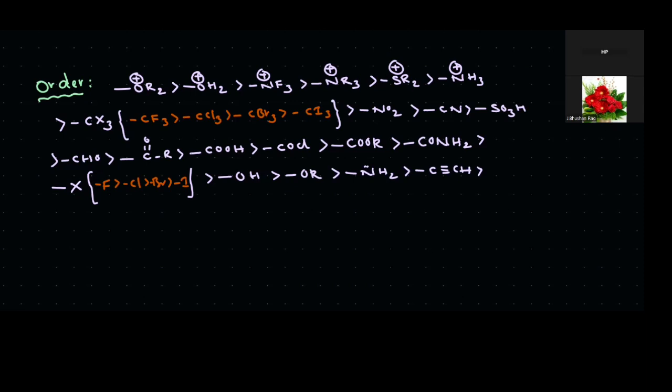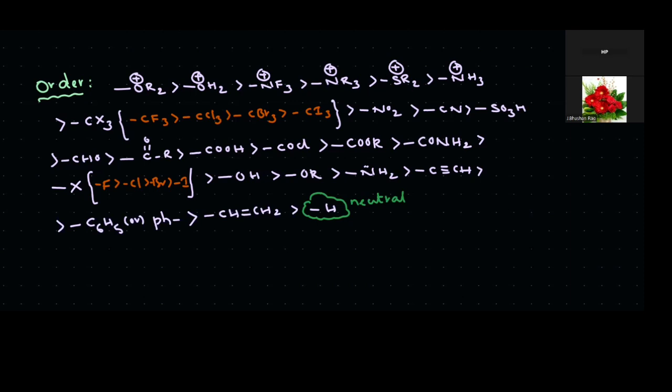Then after the C triple bond CH, we can write C6H5. I will write it clearly: C6H5, or it is the phenyl part only. After that, phenyl or C6H5, then CH double bond CH2, alkene. So again the least one is hydrogen, which is always neutral compared to all other groups. Hydrogen is always a neutral atom, so it neither loses nor gains electrons.